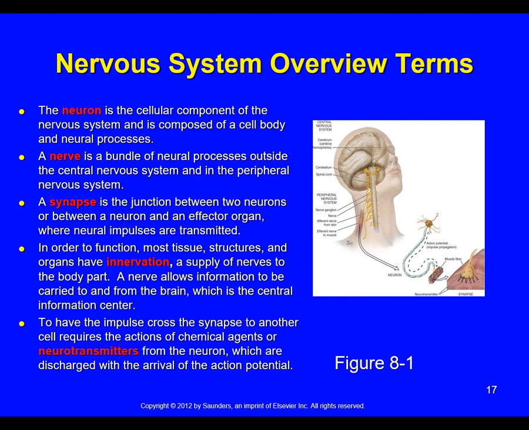the body. So the nerve allows information to be carried to and from the brain, which is the central information center. To have the impulse cross the synapse to another cell requires neurotransmitters, or a chemical agent from the neuron, which is discharged with the arrival of the action potential.